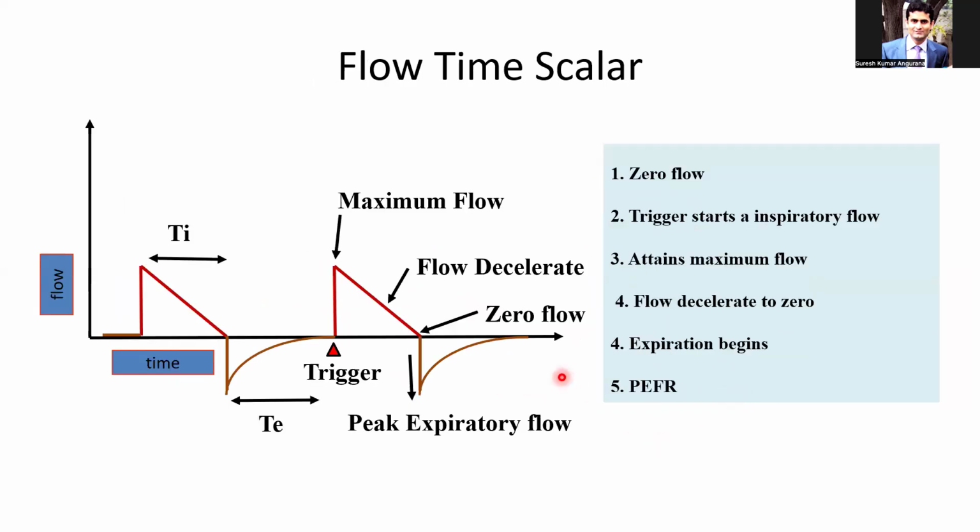This is the flow time scalar. Inspiration is a positive deflection and expiration is a negative deflection. This type of flow is characteristic of pressure control ventilation. So this is the decelerating variable flow. This is the zero flow, then an increase in flow to the maximum, which is the peak inspiratory flow rate. Then there is variable decelerating flow, and flow again comes to zero at the end of inspiration, and then flow decays to the peak expiratory flow rate, and then it slowly comes to baseline. So these are the different components of the scalar.